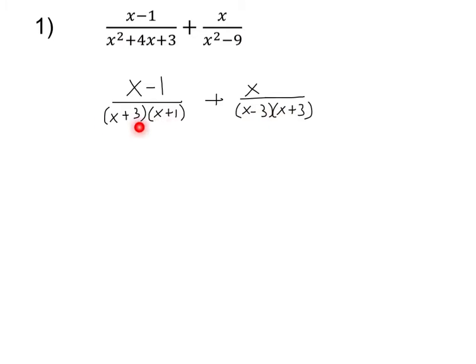Looking at the first fraction, let's ask ourselves, what does the second fraction have that's missing over here? I notice there's a factor of x minus 3 that I don't have over here. So I need to multiply the first fraction by x minus 3 over x minus 3. Now, for the second fraction, we need to get this denominator to match. What's missing? On this side, I'm missing an x plus 1. So I need to multiply by x plus 1 over x plus 1. Now let's work this out.